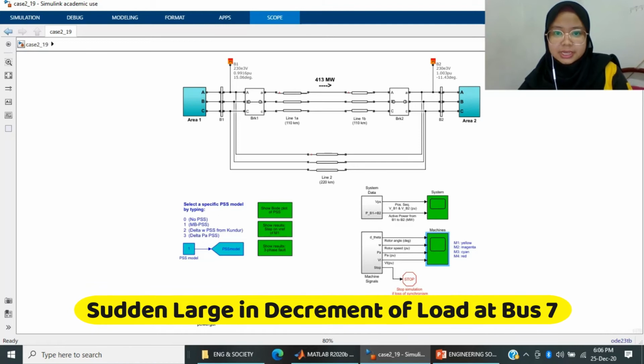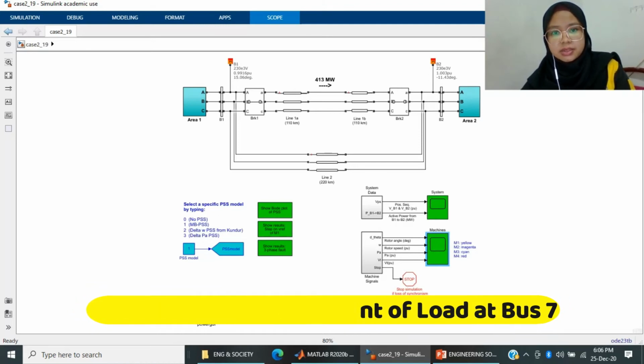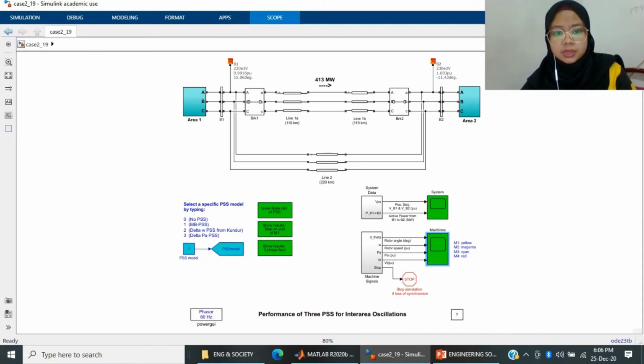Next, for the second case, which is sudden large decrement of load at bus 7, this is the simulation that we designed using MATLAB software. There are also two areas, area 1 and area 2. For the system, the fault is set to start at 1 second and the circuit breaker used is normally closed. Besides that, a 50% load decrement is placed at the system.